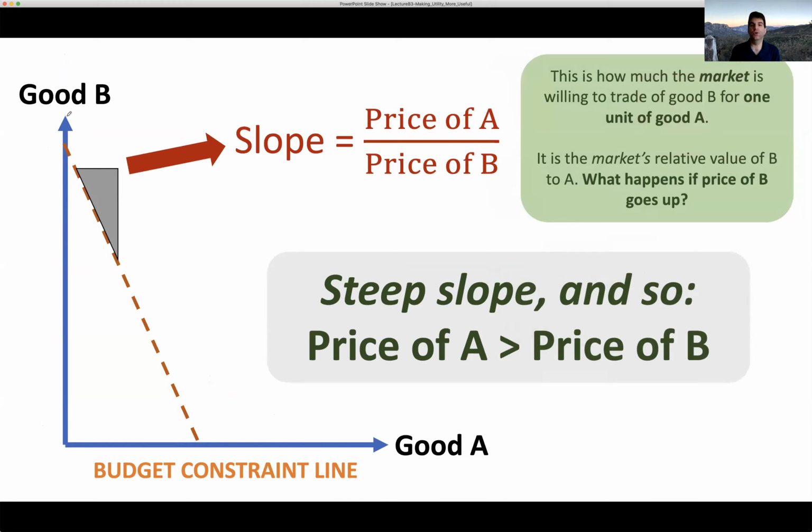So if I think about the slope of the budget constraint line, this slope is going to be the price of A divided by the price of B. And so this is a steep slope, and so this is a large number. So this slope here is large. And that corresponds to the price of A being higher, which means that the market values A more than it values B. And so large slopes of the budget constraint line mean higher prices for the horizontal axis good, the good that's down here. Steep slope, price of A is greater than price of B.